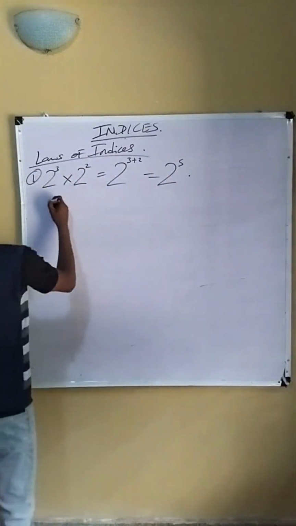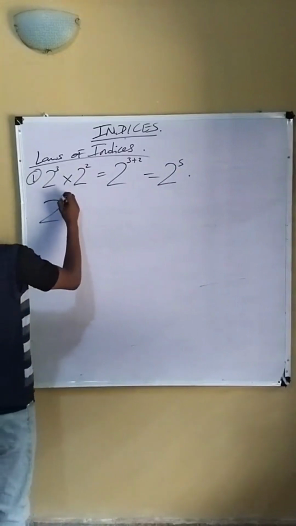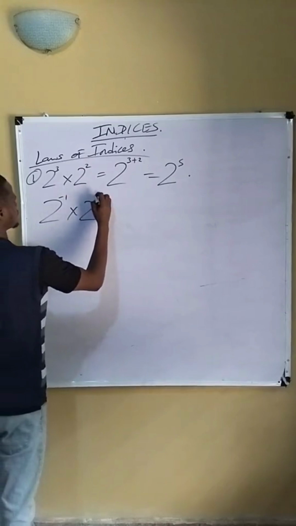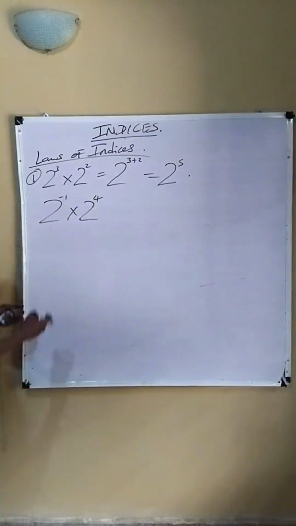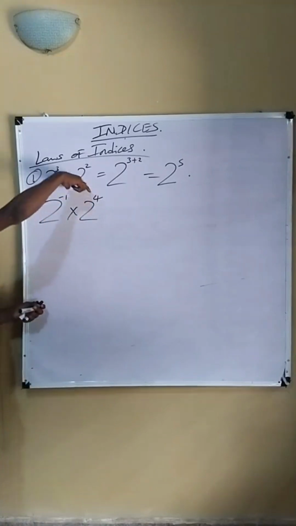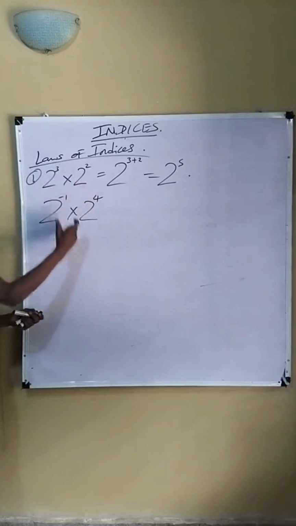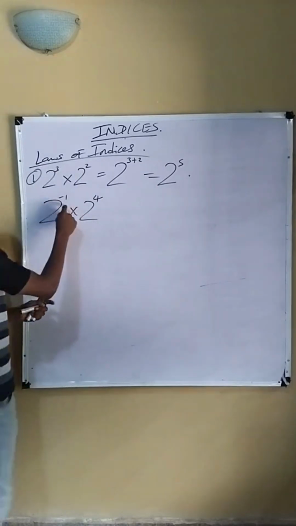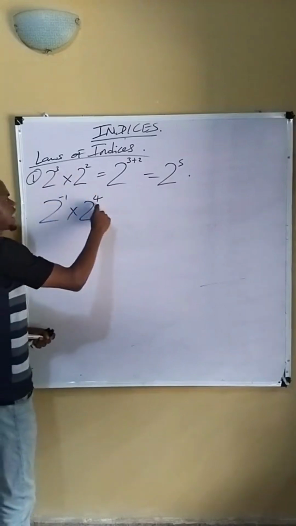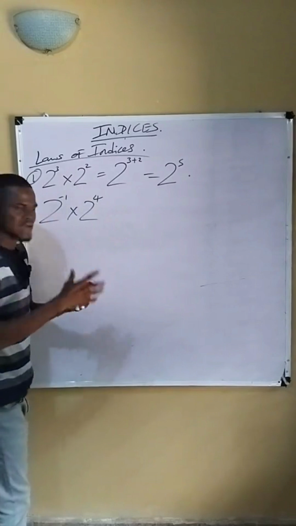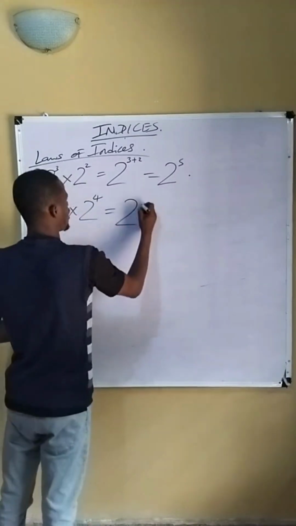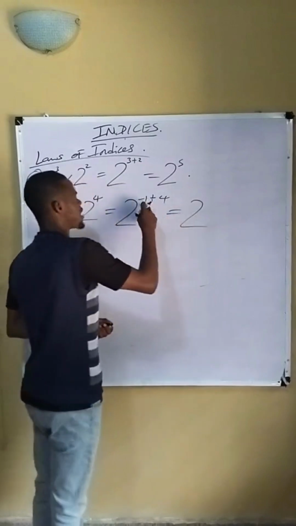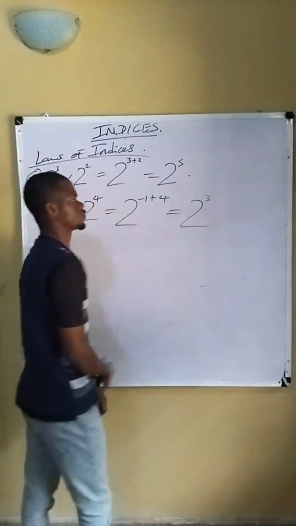Whereby if you have something like 2 raised to the power of minus 1 times 2 raised to the power of 4, you are multiplying indices of the same number. You pick one of the base number and add the indices. The index here is minus 1, and the index here is 4. You add them together. You are going to have 2 raised to the power of minus 1 plus 4. Minus 1 plus 4 will give us 3, so the answer is 2 raised to the power of 3.